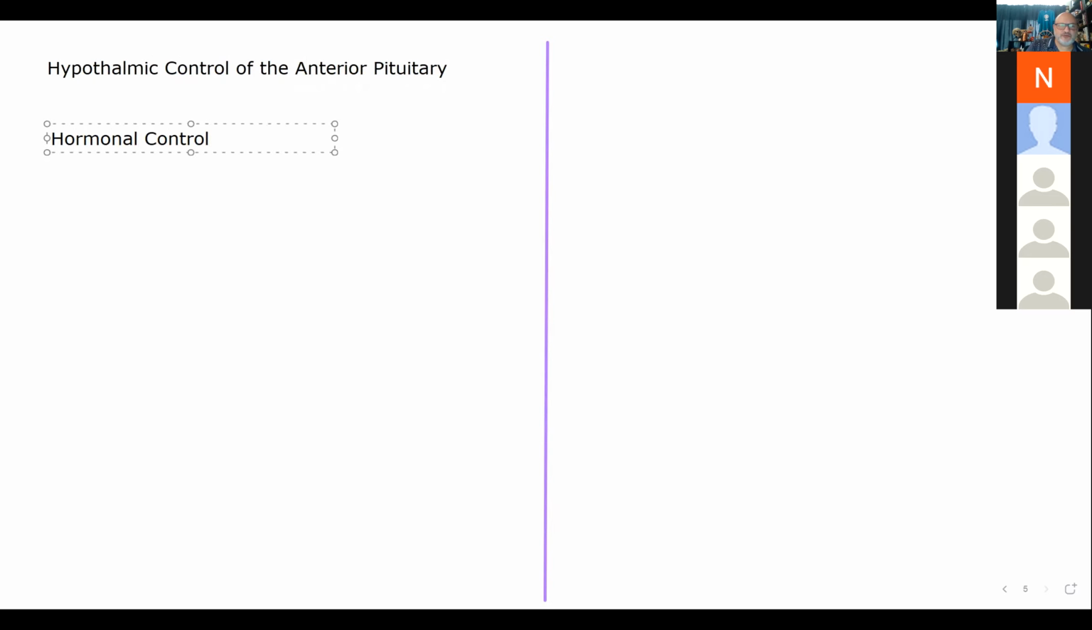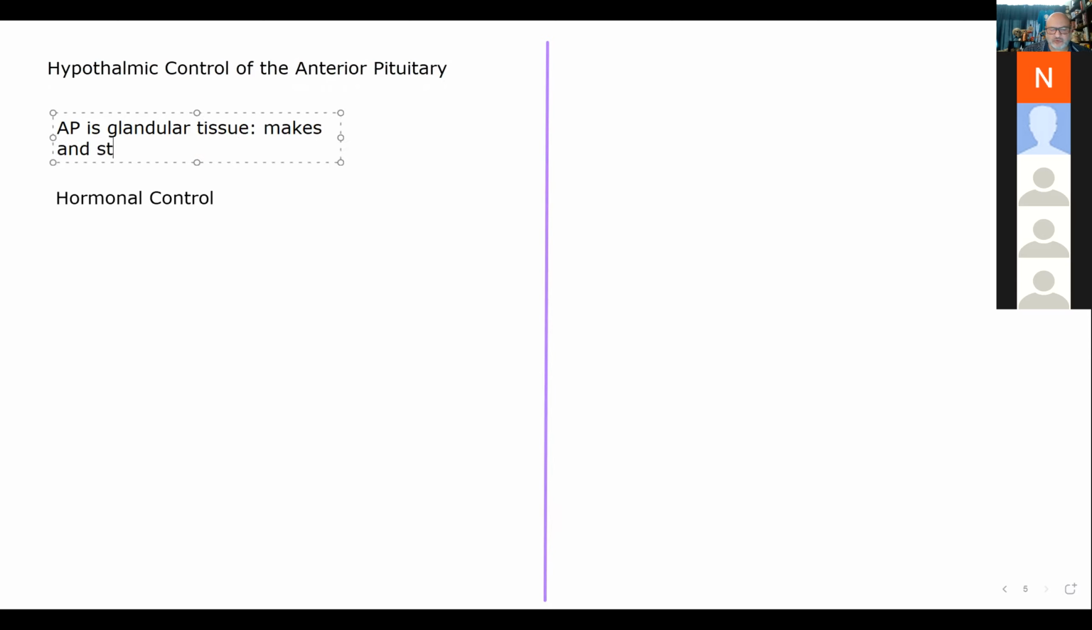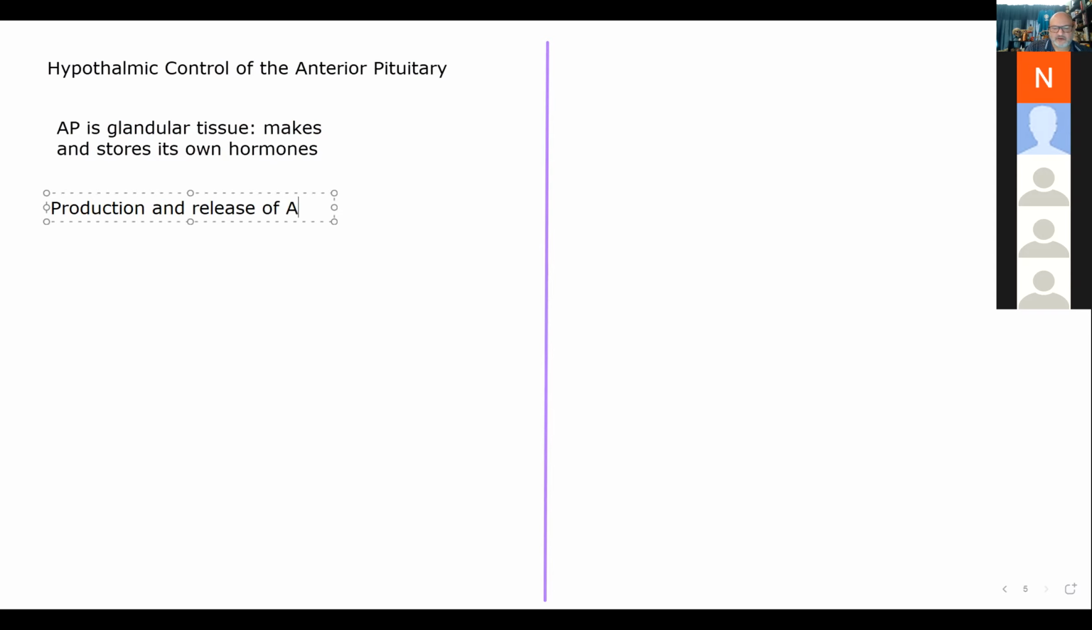All right. What do we know about the anterior pituitary? It's made of glandular tissue. Excellent. And because it is glandular tissue, it both makes and stores its own hormones. So the production and release of anterior pituitary hormones is controlled by two classes of hormones.